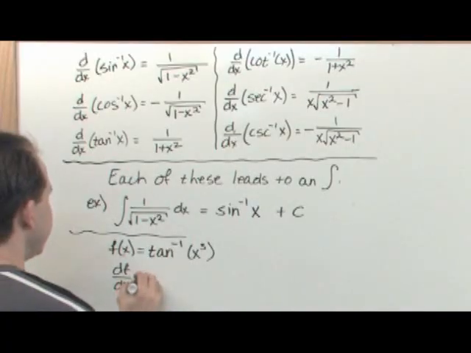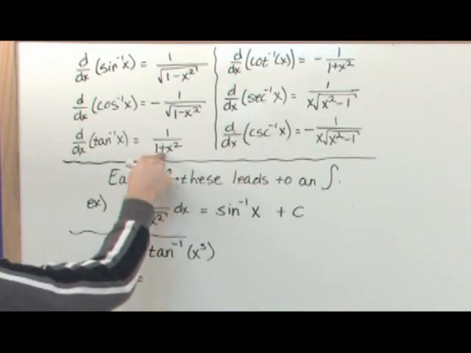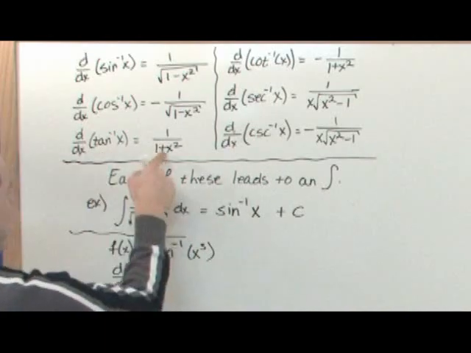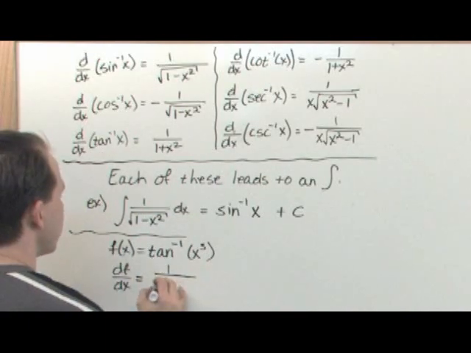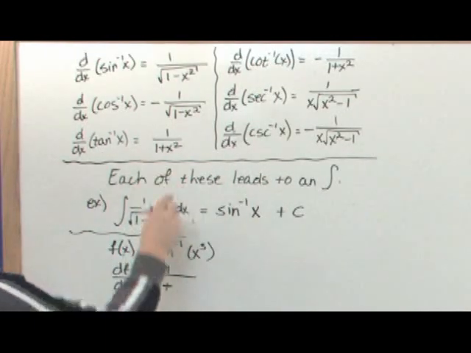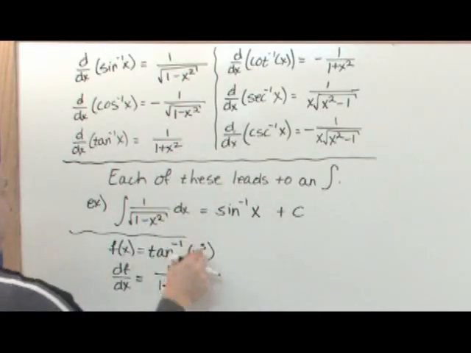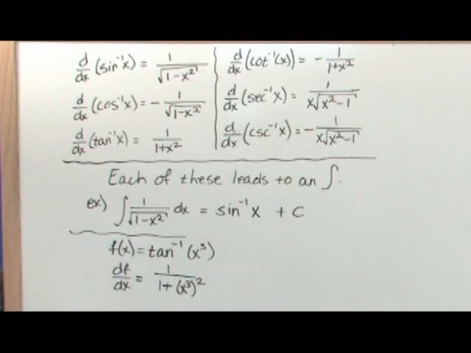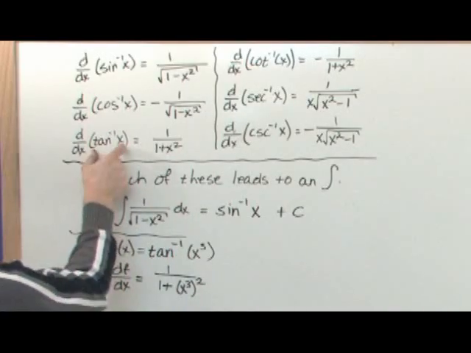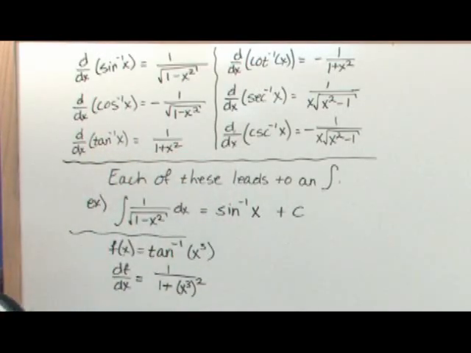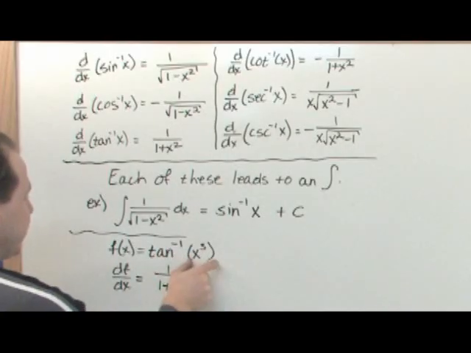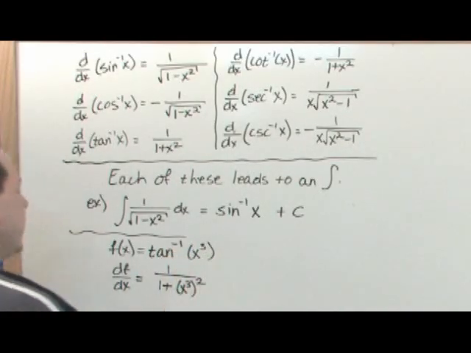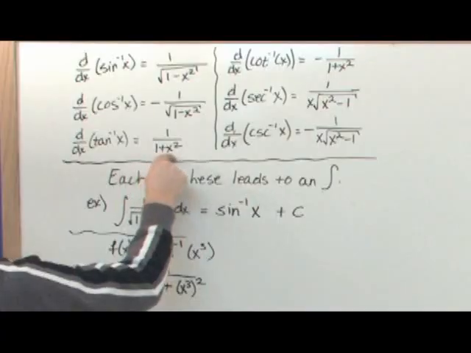So the way you proceed is you take the derivative of this just as you would normally, 1 over 1 plus x squared, but the argument is not x, it's x cubed. So the way you write it is x cubed, and then you square that. Okay? So let me make sure you understand what's going on. You know what the derivative of inverse tangent of x is. You know that it's equal to this. But you don't have the inverse tangent of x. You have the inverse tangent of x cubed.